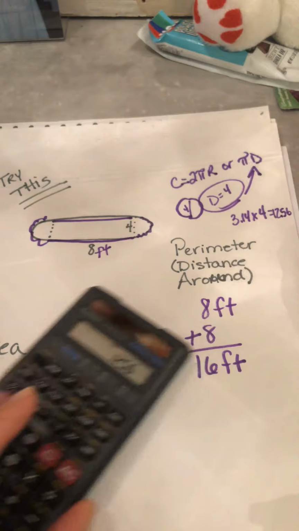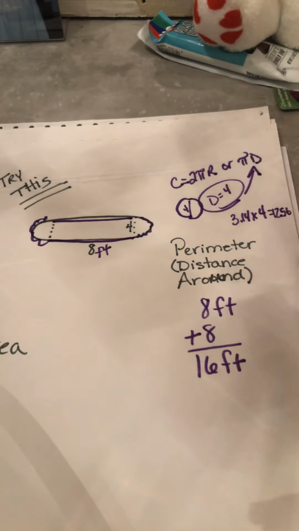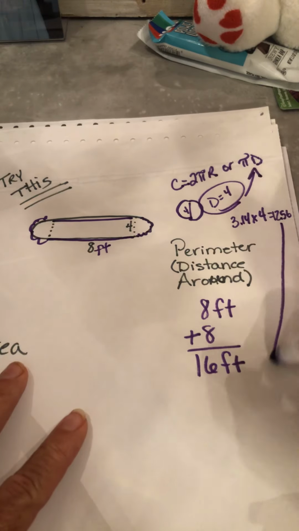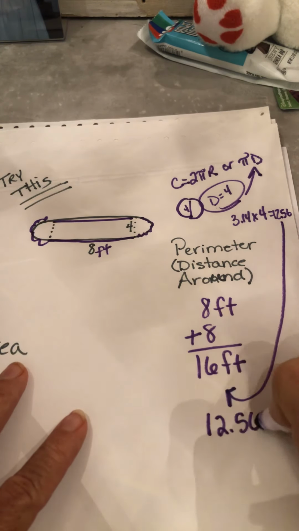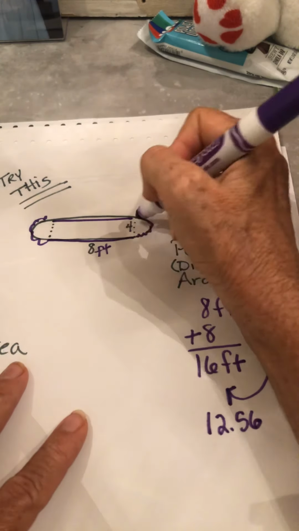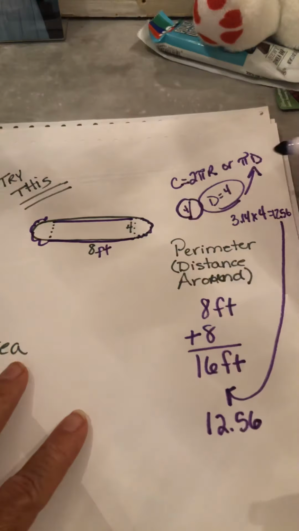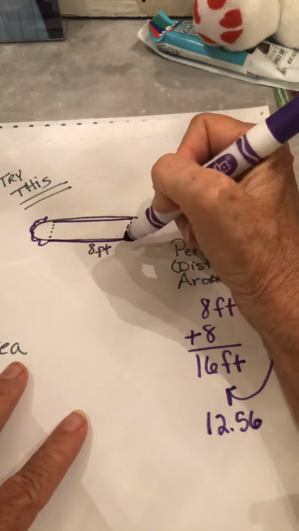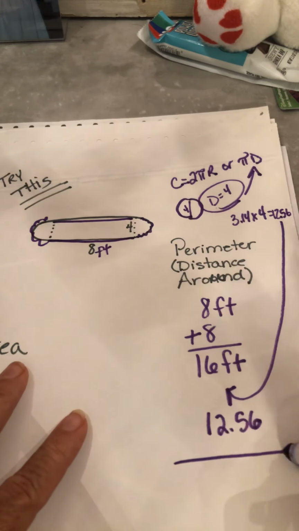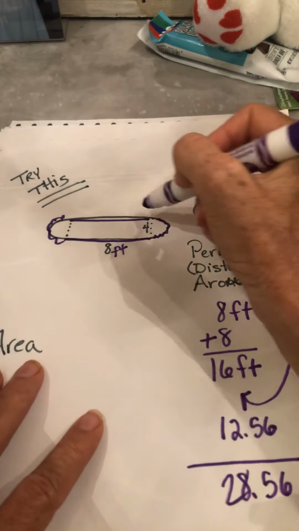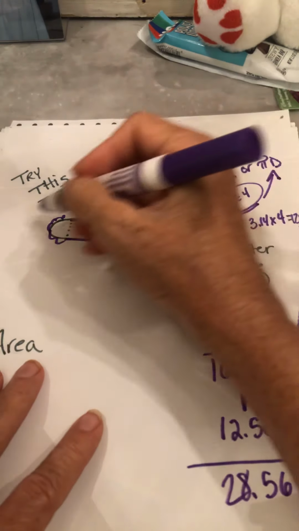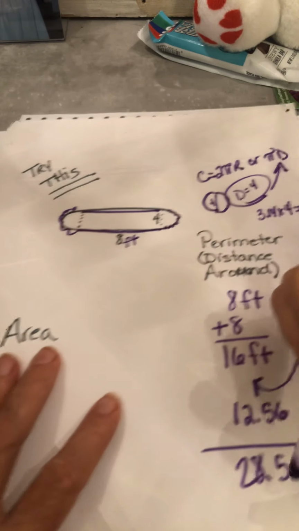Now, I guarantee you one of the choices will be 12.56, but that's not the answer. Remember, I need to add that to this right here, because the 12.56 is only the measurement around here and here. The 8 and 8 is there. So when I add this up, I get 28.56. So the distance around this odd shape is 28.56.